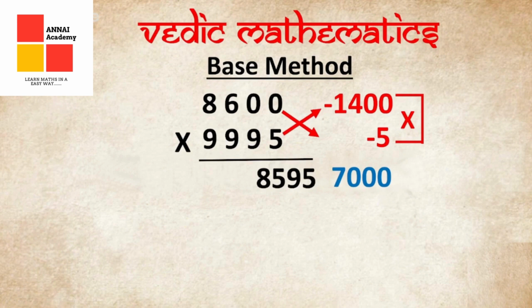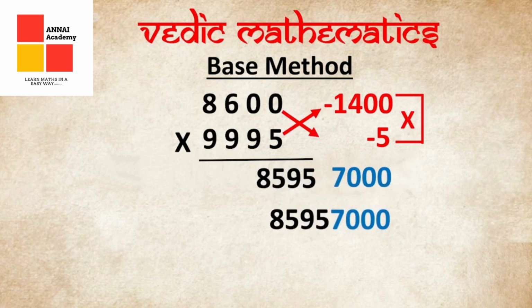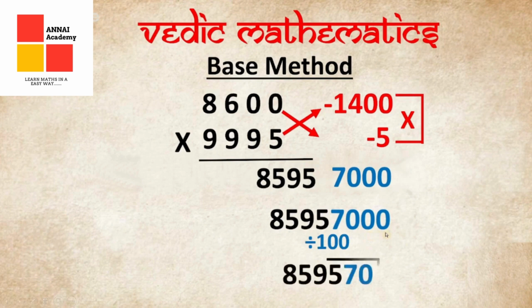Write both the answers in this way. But the final answer will come when you divide this number by 100, because to get the base equal, you multiplied 86 by 100. When we divide by 100, the 2 zeros at the back will be removed. The answer will be 85,957.0. Your answer is ready in front of you. So you saw that according to Vedic maths, you solved such a difficult calculation so easily.